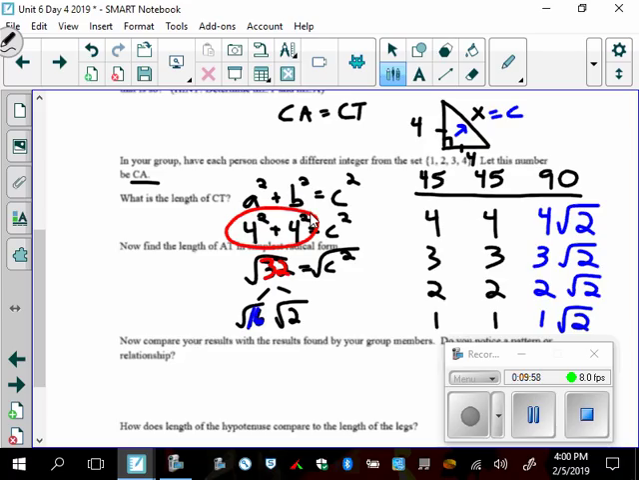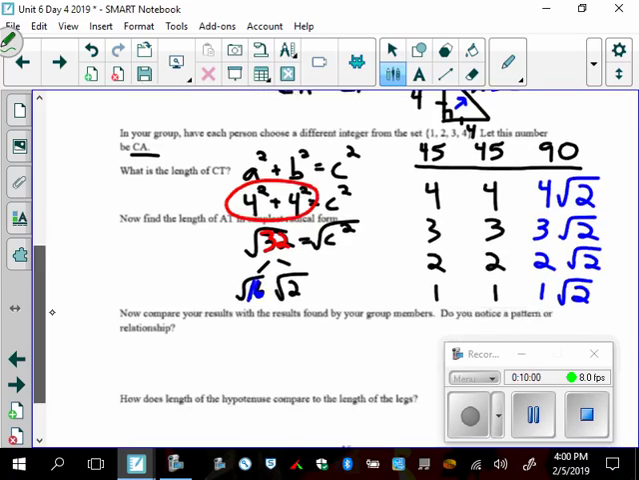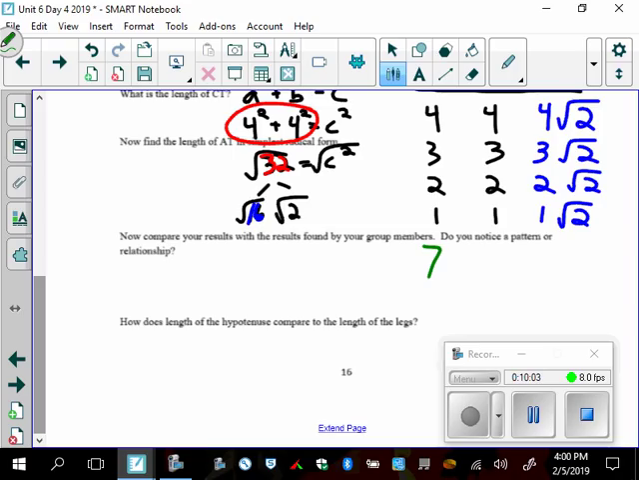If I knew one of the sides was 7, I would know this is 7, and then this has to be 7 radical 2, all right? Because that's the pattern that we're following and working through.